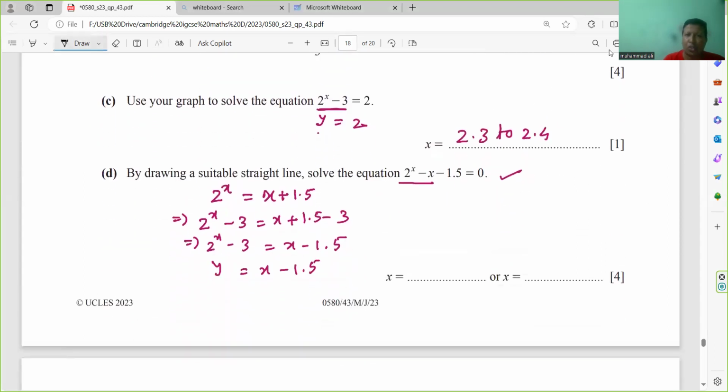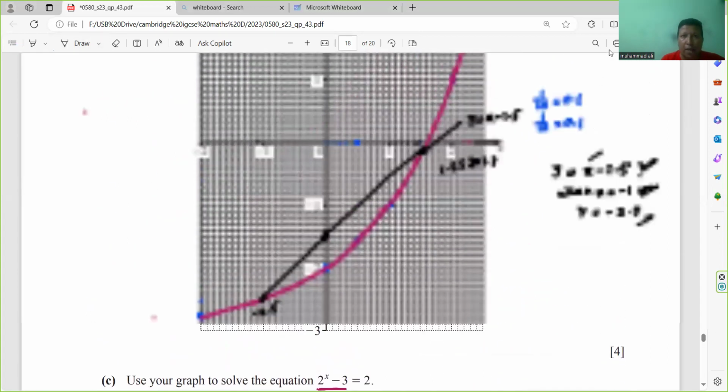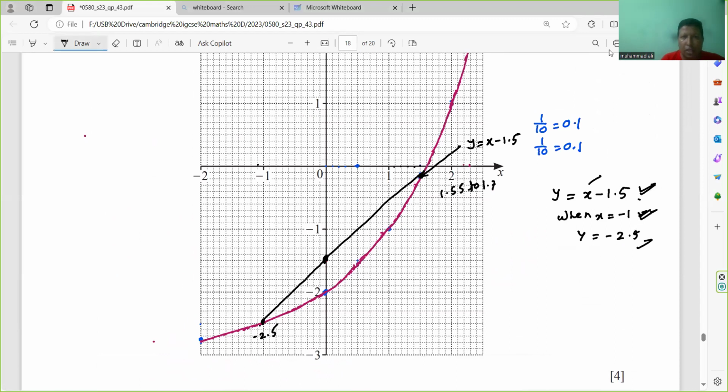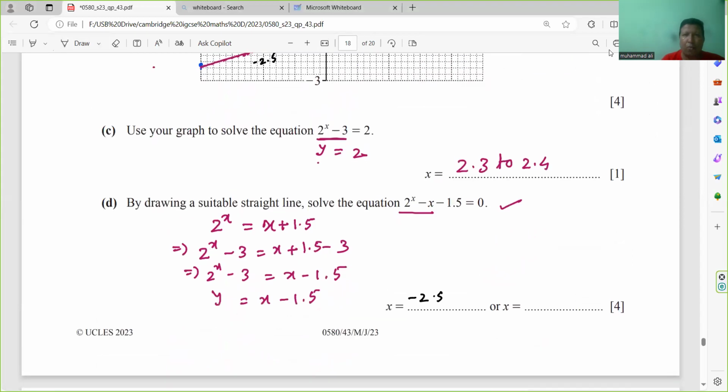Here x value is the solution. Minus 2.5, minus 1, sorry. Here x value is minus 1. The first one x value is minus 1 and another x value is 1.55 to 1.77. So we have to write here, x value is minus 1 to 1.55. So the answer is completed.